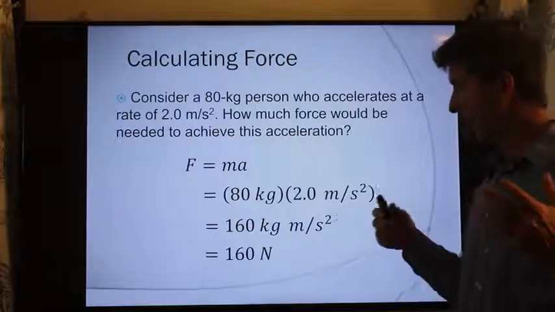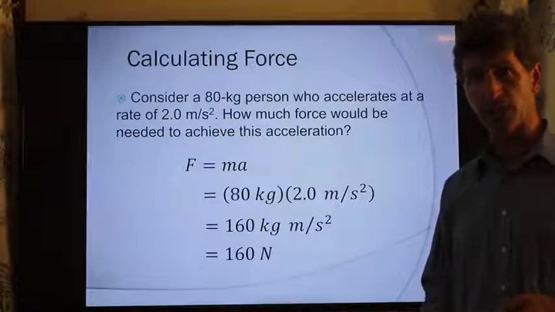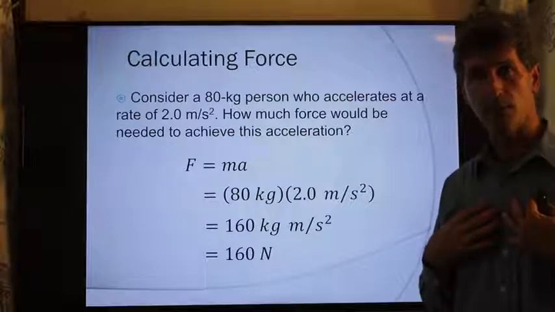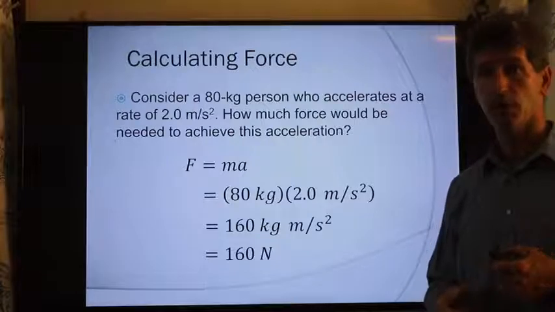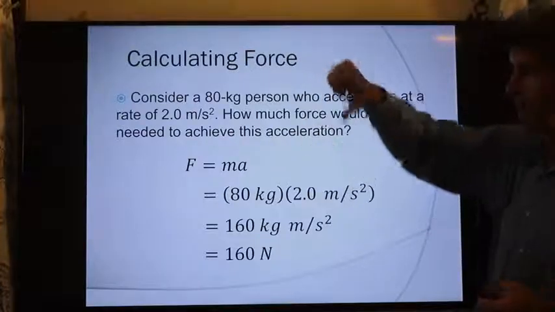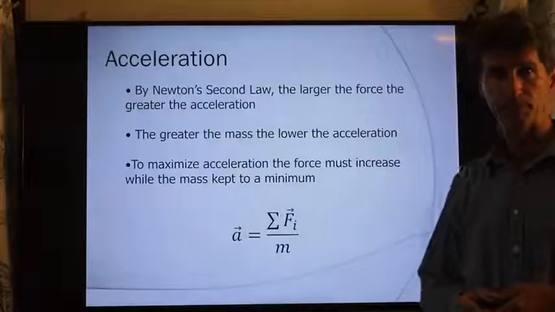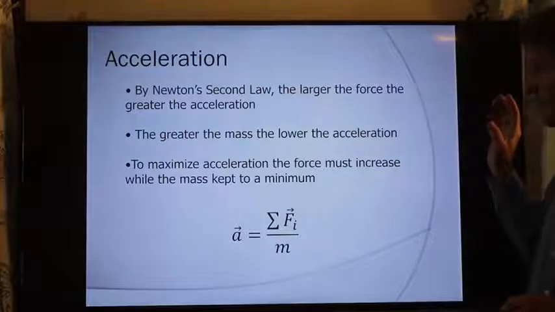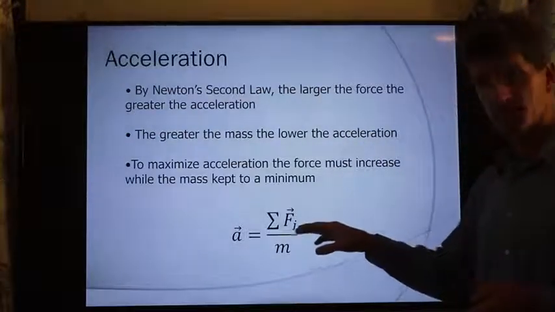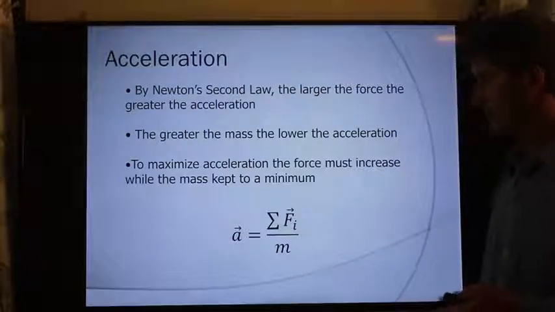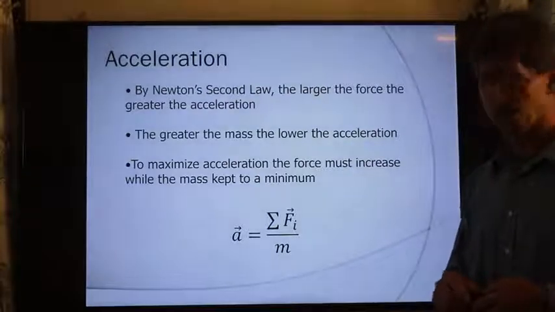I'm about 80 kilograms, so I've got about 160 newtons pulling down on me. But I'm not accelerating. Why? Because weight pulls down and the normal force from the floor pushes up. 160 minus 160 equals 0. This again is the net force. Again, think about this. Calculating acceleration is really taking the sum of the forces and dividing it by the mass. If you want to maximize acceleration, make the net force as large as possible.